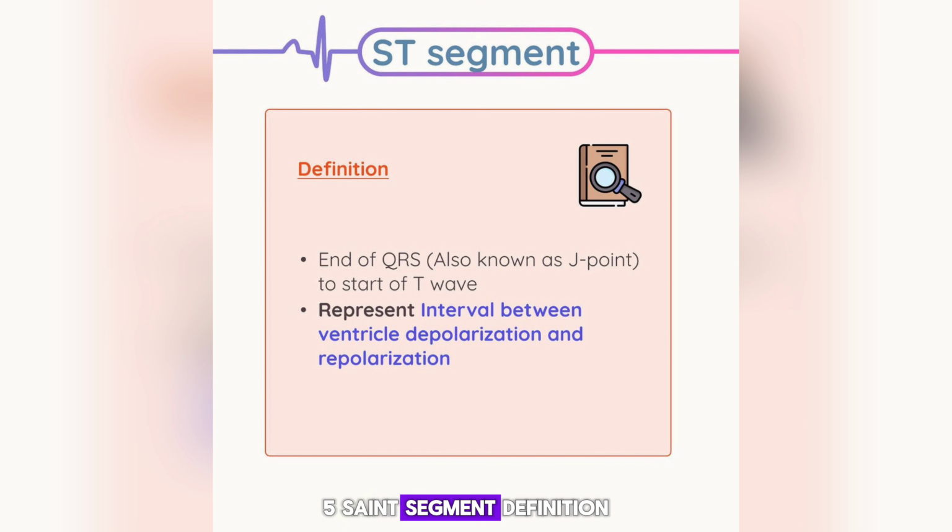5. ST segment. Definition: it occurs at end of QRS to start of T-wave. End of QRS wave is also known as J-point. It represents the interval between ventricular depolarization and repolarization.